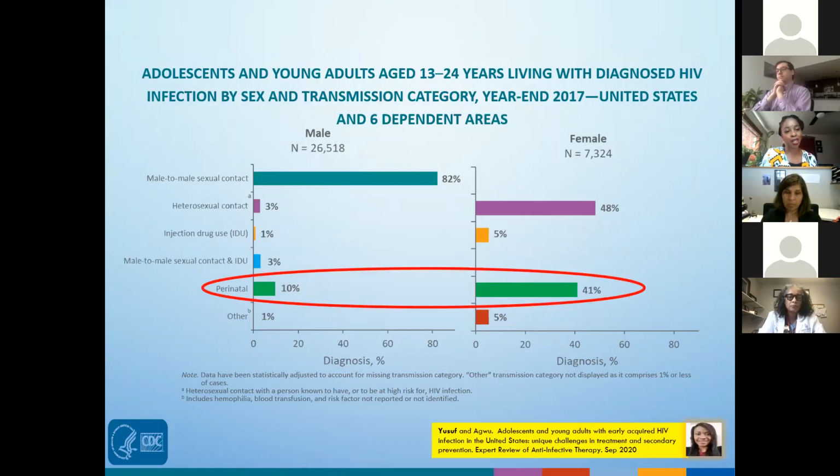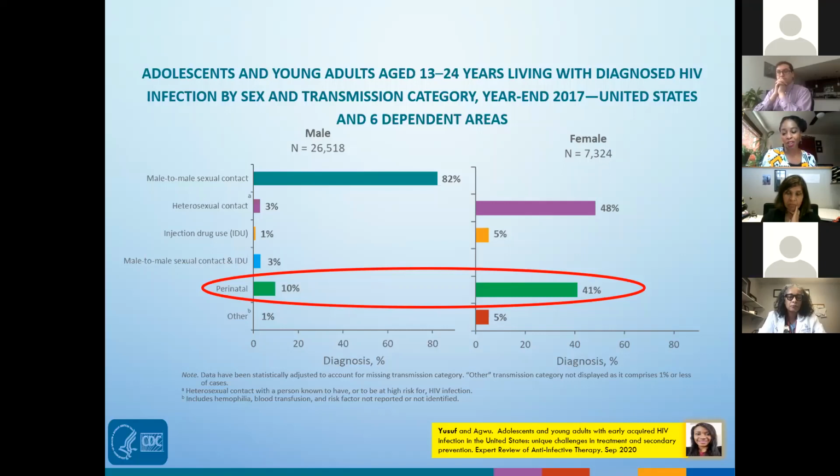This is an area that I spend a lot of time thinking about: perinatally acquired individuals who are now aging into adolescence and young adulthood, making up about 10% of males living with HIV ages 13 to 24, and about 40% of females. And this is not a decreased likelihood of males to survive into adulthood. This is just outpaced by the number of males who are acquiring HIV through MSM activities.